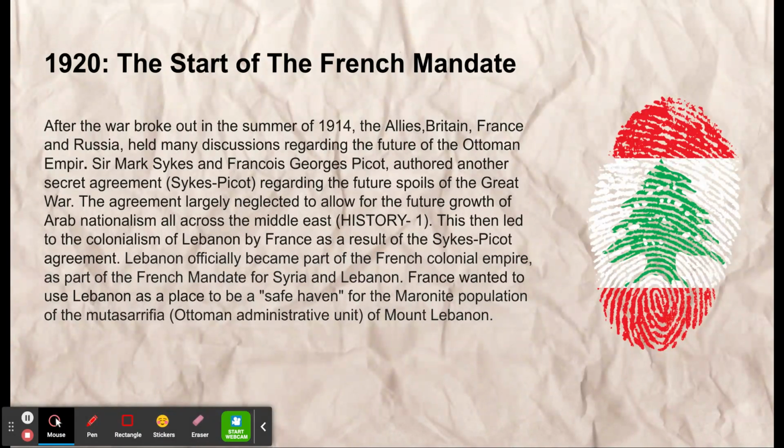This then led to the colonialism of Lebanon by France as a result of the Sykes-Picot Agreement. Lebanon officially became part of the French colonial empire as part of the French Mandate for Syria and Lebanon. France wanted to use Lebanon as a safe haven for the Maronite population of the Mutasarifa, an Ottoman administrative unit of Mount Lebanon.